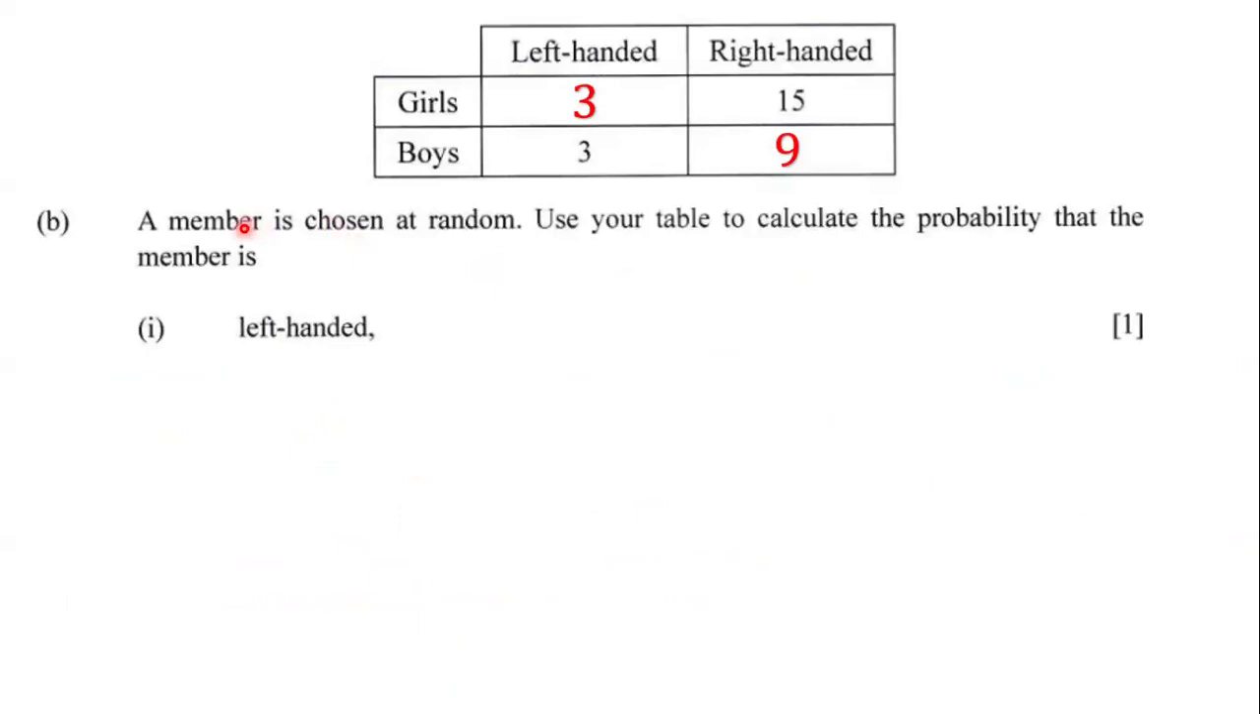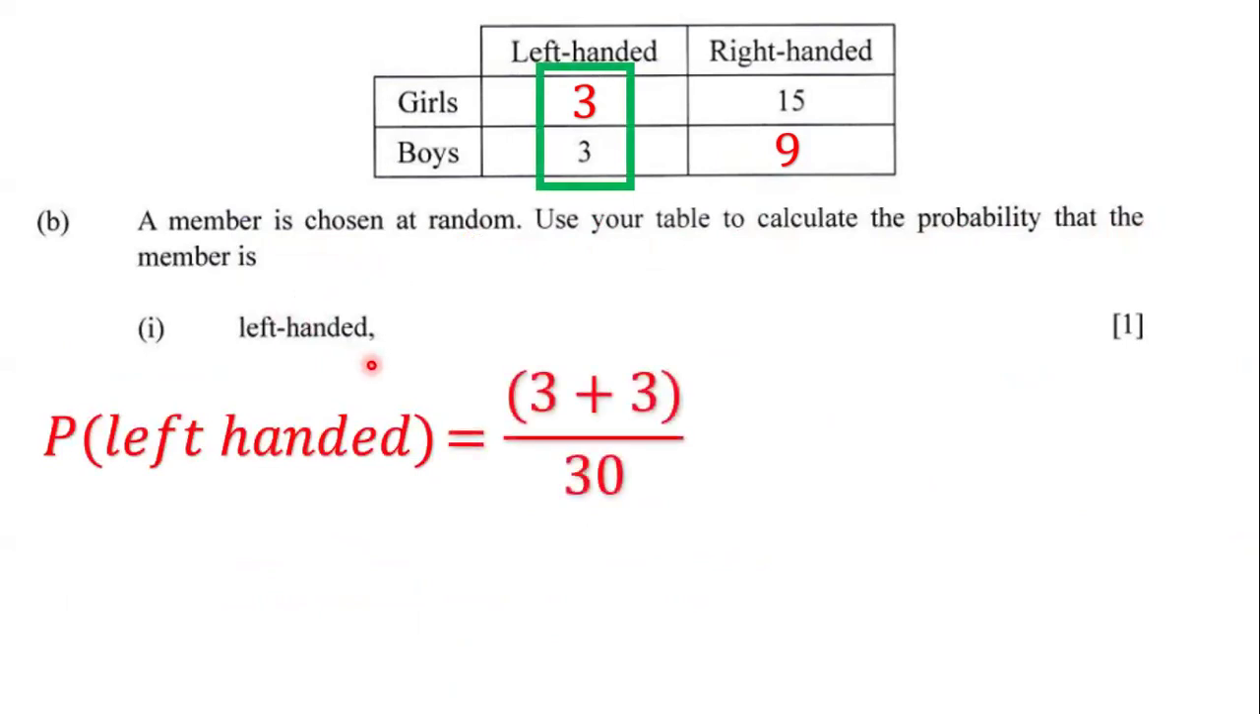Okay, next, it says a member is chosen at random. Use your table to calculate the probability that the member is left-handed. And so the probability of left-handed is going to be equal to 3 plus 3, because we have 3 girls that are left-handed and 3 boys that are left-handed. And we have 30 because there are 30 members. And so it's going to be 6 over 30. And when we divide top and bottom by 6, we get 1 over 5. So the probability that the member is left-handed is 6 over 30 or 1 over 5.